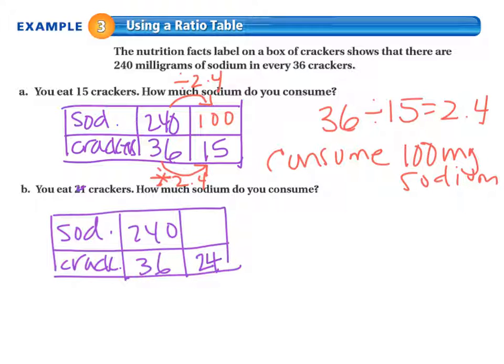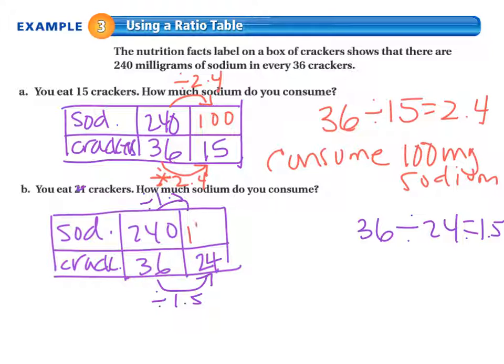So, to go from 36 to 24, you have to figure out what that factor is. So 36 divided by 24, put that into your calculator, you get 1.5. So, divided by 1.5. If I do it to the bottom, I do it to the top. 240 divided by 1.5 is 160. So if you eat 24 crackers, you actually get 160 milligrams of sodium.